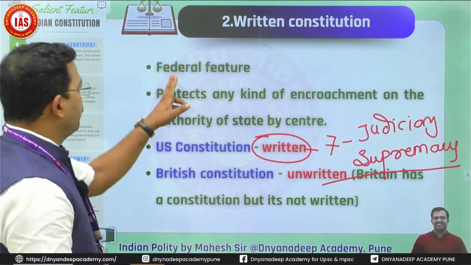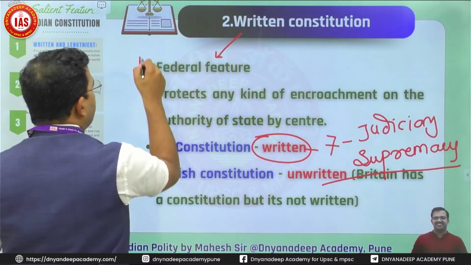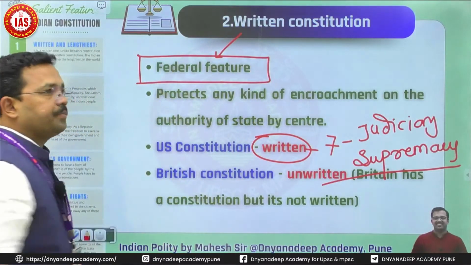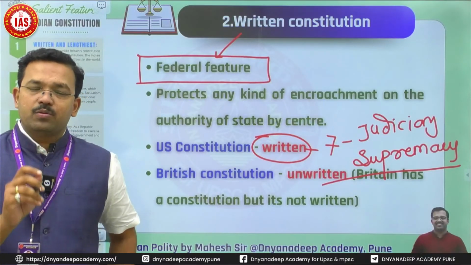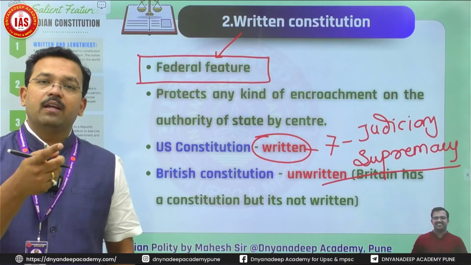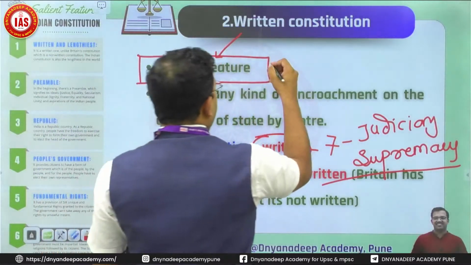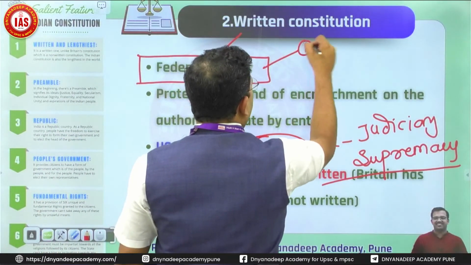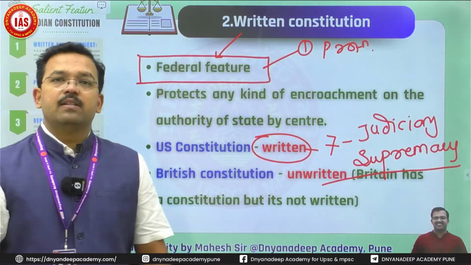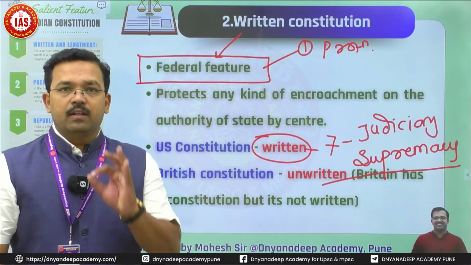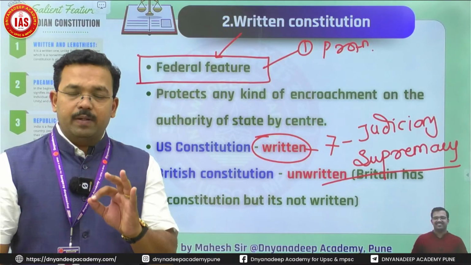So basically these are a few points. Another important point is that the Indian Constitution is written. It is a federal feature of the Indian Constitution. Why? Four important points are there. Why is the Indian Constitution written? Why is it called that the written Indian Constitution is a federal feature? First, this federal feature, that is the written Constitution, provides protection to the states from encroachment by the center. I repeat once again, a written Constitution provides protection to the states from encroachment by the center.